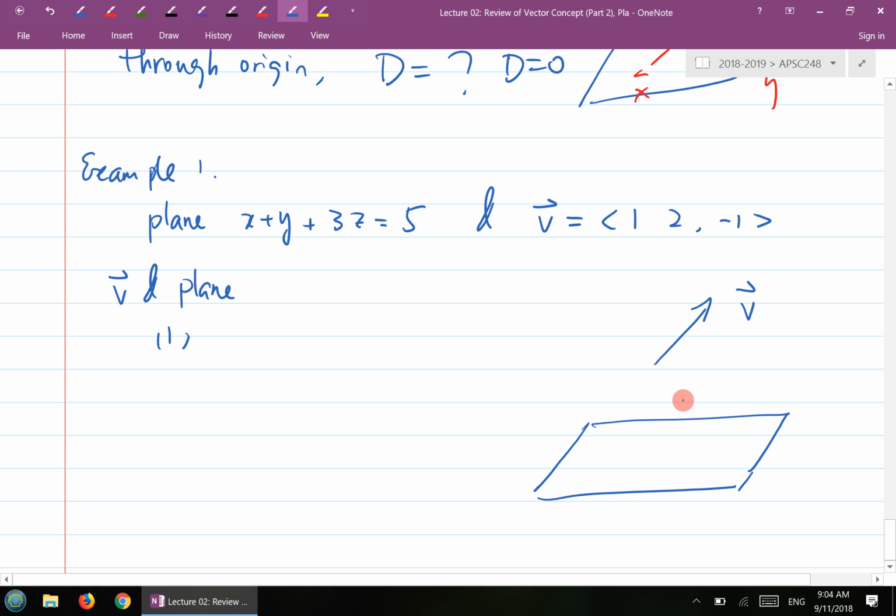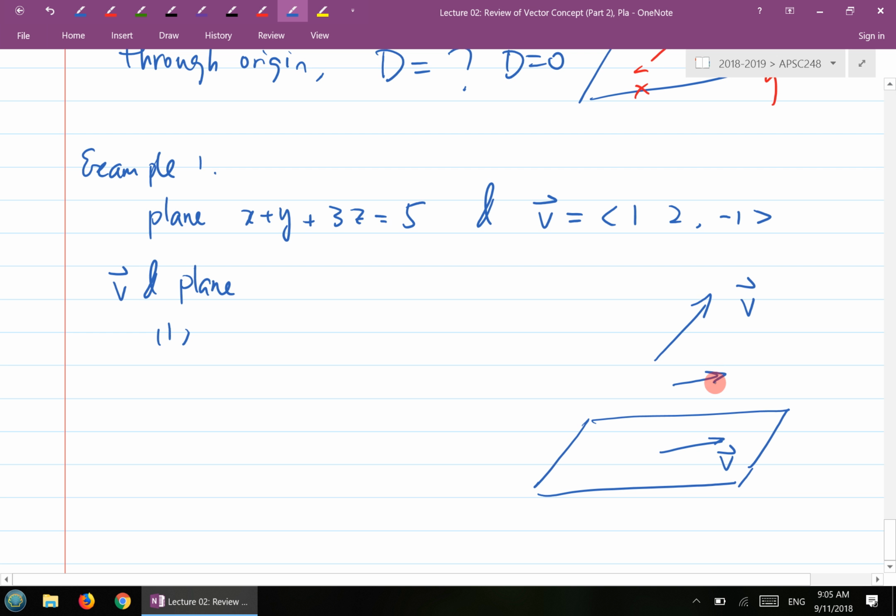What could be another relationship? It could coincide. Basically you can put the V like this. But as I said, V is a free vector, so I can move the V over here. So now this V is literally parallel. So this is another relationship. Parallel cannot include the special case that's inside the plane here. So that's a parallel.